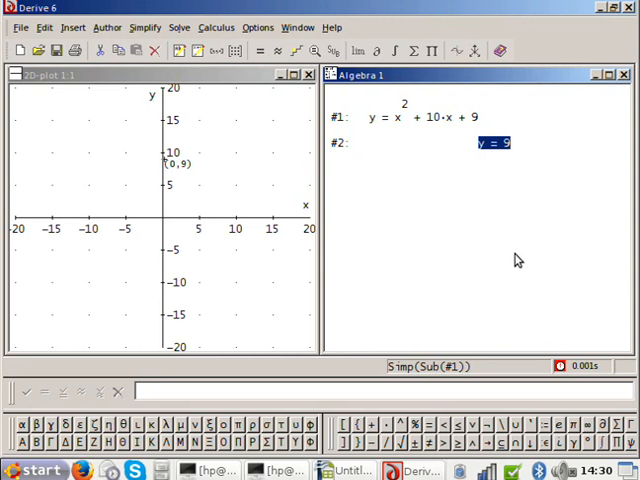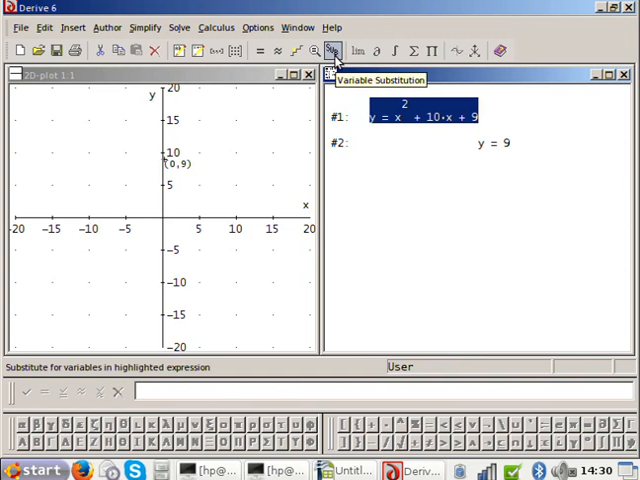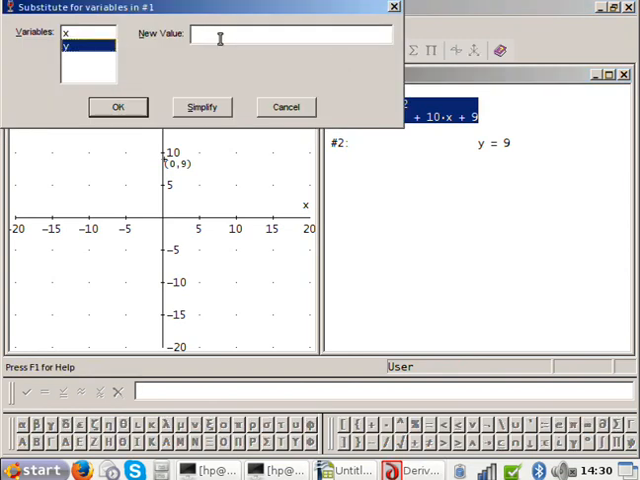Does anybody know the name of the x-intercept? It has a name. Root. This is what you call the x-intercept. So what do I make equal to 0 to find x? Yeah, I make y equal to 0 if I want to find what the x is. So I make y equal to 0.